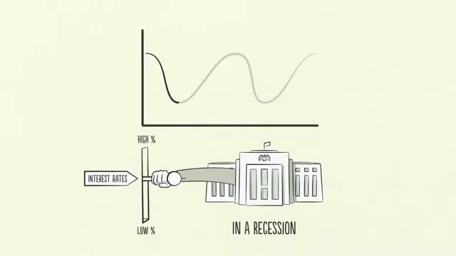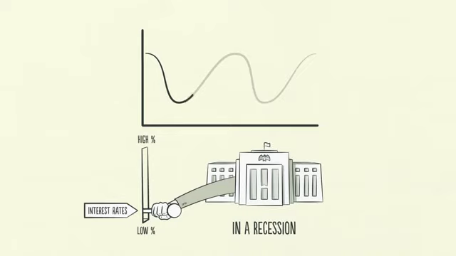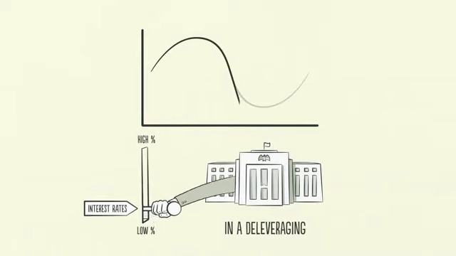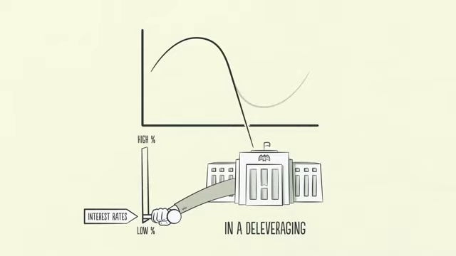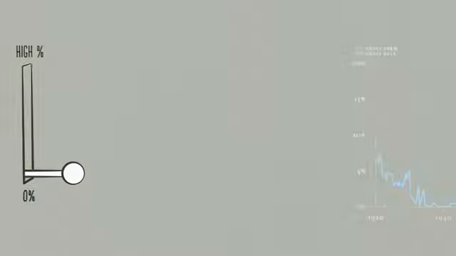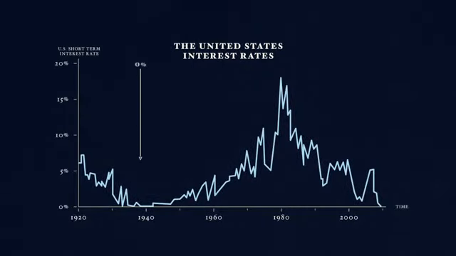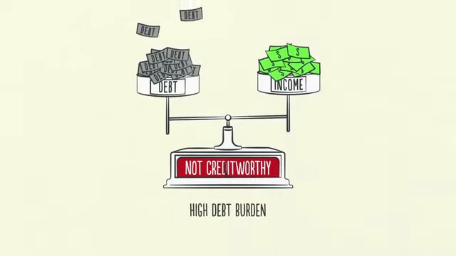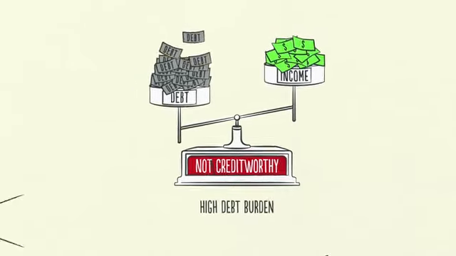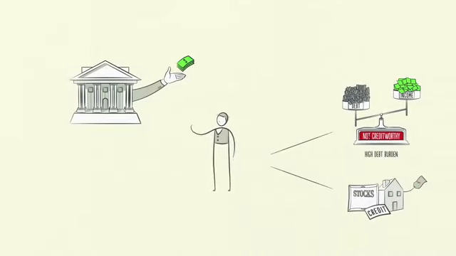In a recession, lowering interest rates works to stimulate borrowing. However, in a deleveraging, lowering interest rates doesn't work because interest rates are already low and soon hit 0%. So the stimulation ends. Interest rates in the United States hit 0% during the deleveraging of the 1930s and again in 2008. The difference between a recession and a deleveraging is that in a deleveraging, borrowers' debt burdens have simply gotten too big and can't be relieved by lowering interest rates.